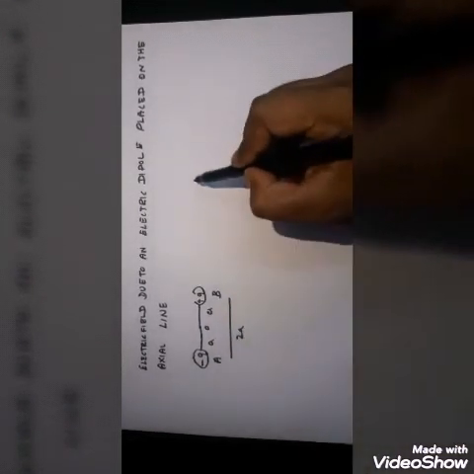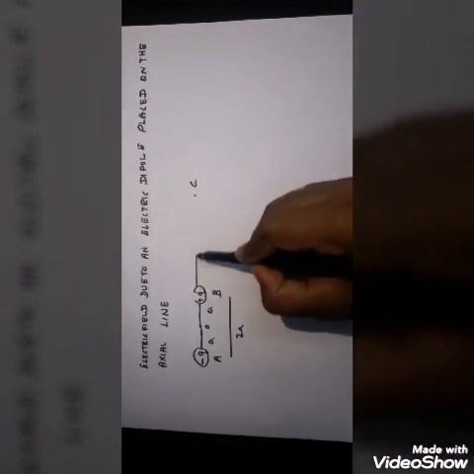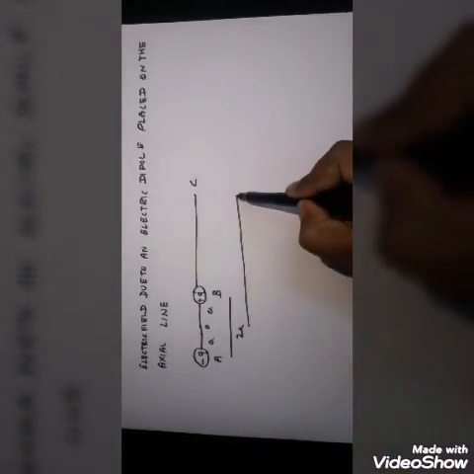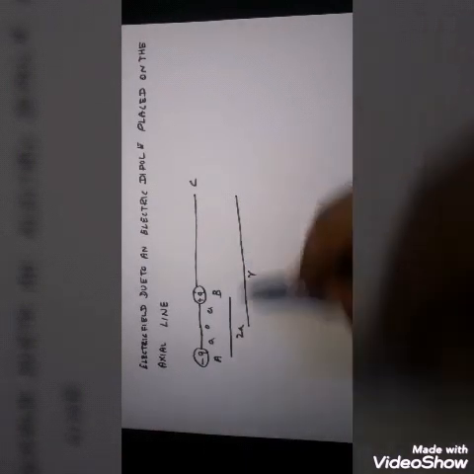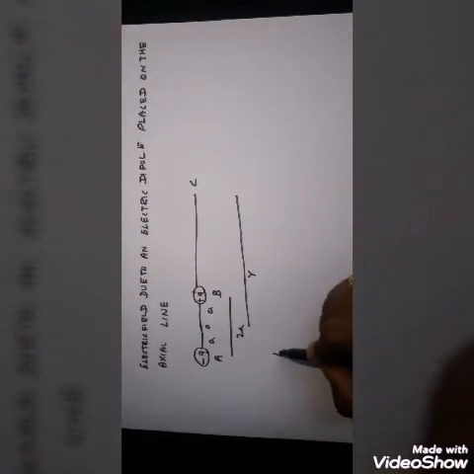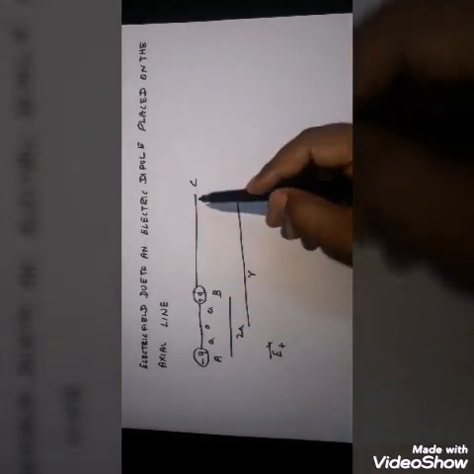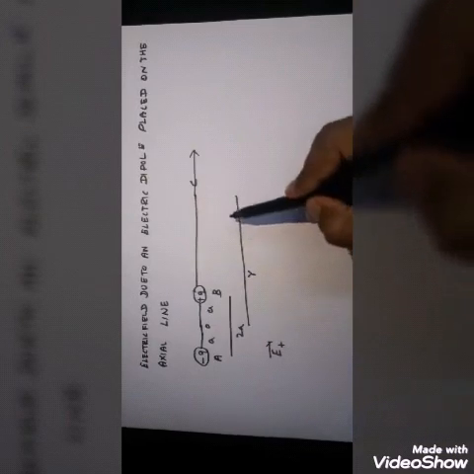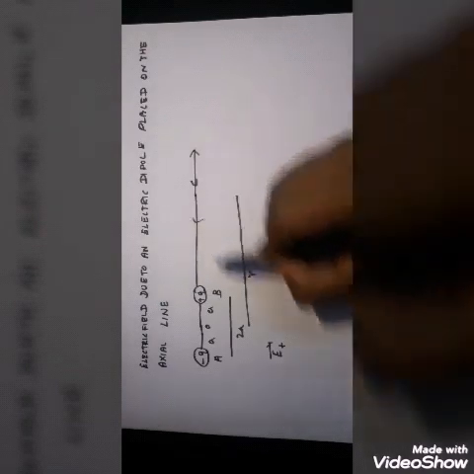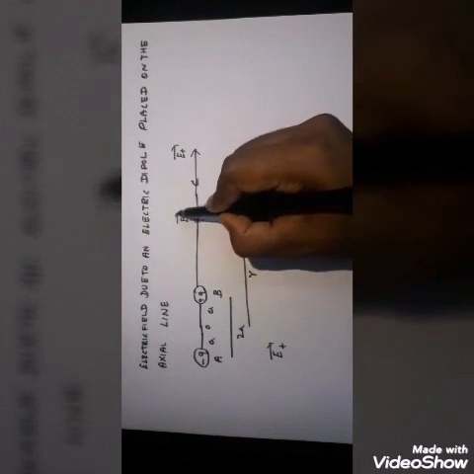We are taking one point C present at distance r from the center. Now we are going to find the electric field. The positive charge produces an electric field acting in the outward direction, and the negative charge produces an electric field in the inward direction. This is the direction of the field due to the positive charge, and this one is the direction due to the negative charge.